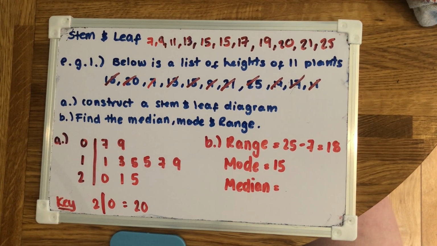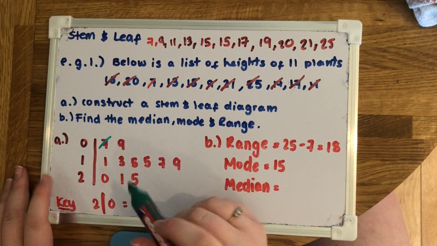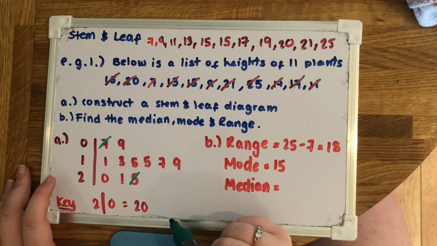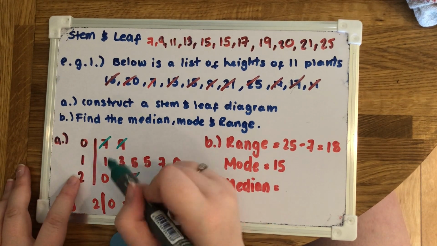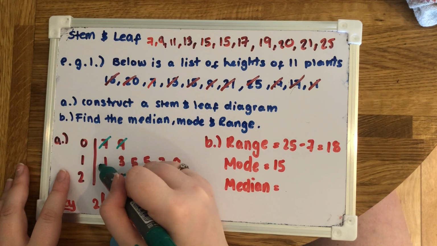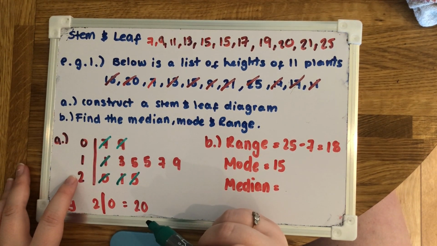Okay, so what we're going to do, to find the middle one, is keep scratching off the first one, or the smallest number, and then the largest one. So the smallest number in this list is 7, and then the largest is 25. So I'm going to cross out the 7 and then the bottom 5. Next one, the 9 is the smallest now, and the biggest is 21, so I'm going to cross that out. Next one, 11 is the next smallest, and the next biggest is 20.